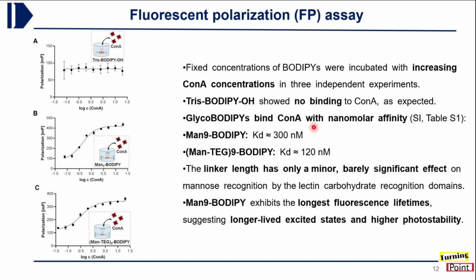So glycobodies with Con: Man9 body P shows a KD value of 300 nanomolar, whereas Man tetraethylene glycol 9 body P shows a KD value of 120 nanomolar. Now the change in these KD values, Man9 and Man tetraethylene glycol, shows that linker length also has some effect, not much, but a minor and barely significant effect on mannose recognition by the lectin carbohydrate recognition domain. So once the linker length is increased, there will be some changes.